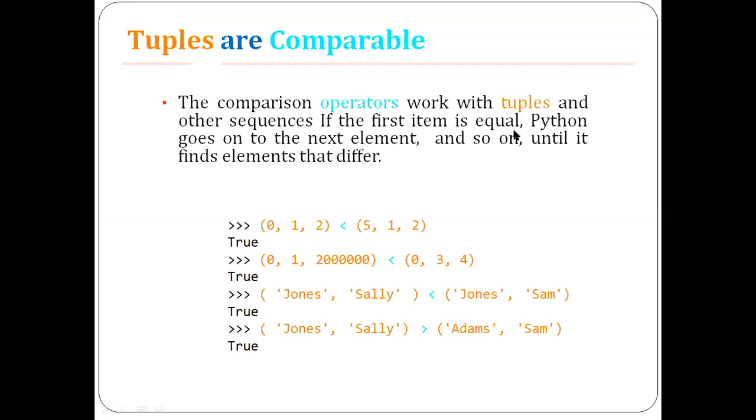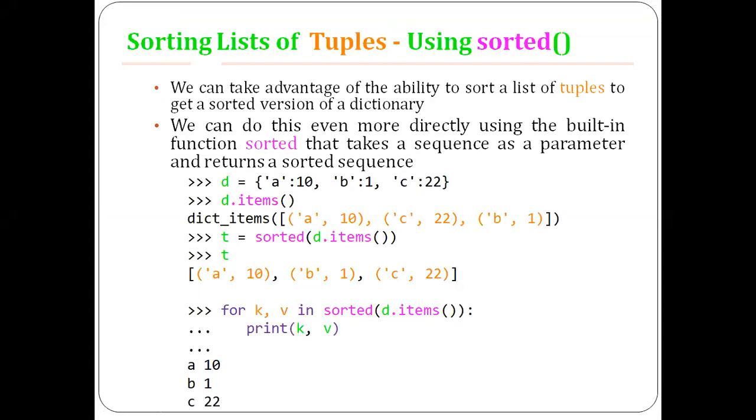If the first item is equal, Python goes on to the next element and so on until it finds elements that differ. Up to that point the comparison goes. Now, how to sort the elements within a list? Sorting a list of tuples using sorted.